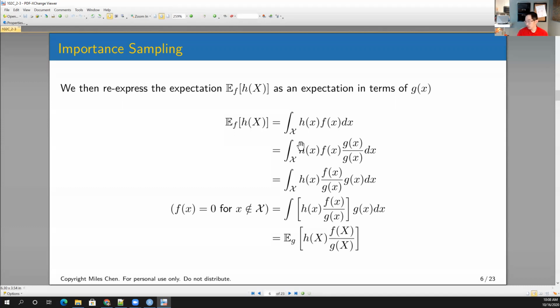Okay, so all we're doing is just rearranging terms so that we get the integral of a function multiplied by a density, a probability density. In this case, our function is h of x times f of x over g of x, and our density is g of x. All right.